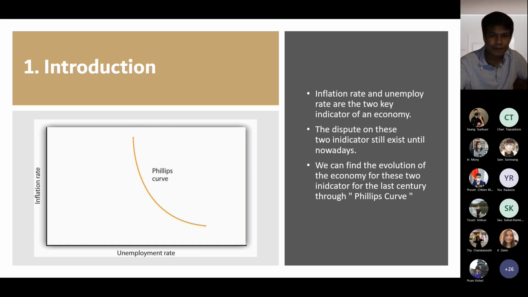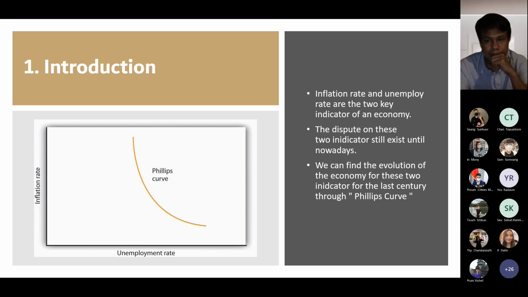Let's begin with the introduction. As we all know, there are many discussions on the relationship between the inflation rate and the unemployment rate, because both of them are key indicators of an economy. Moreover, the dispute still continues until nowadays, because scientists agree only on the long-term period. So we have set the target to find the actual connection and influence on each other, and whether there is any trade-off between these two indicators.